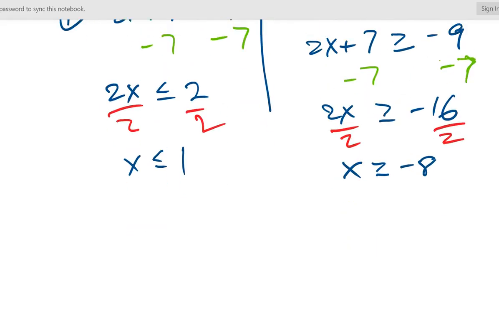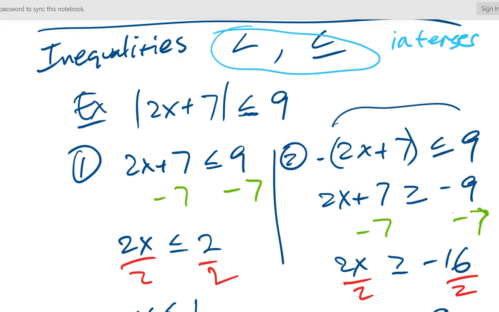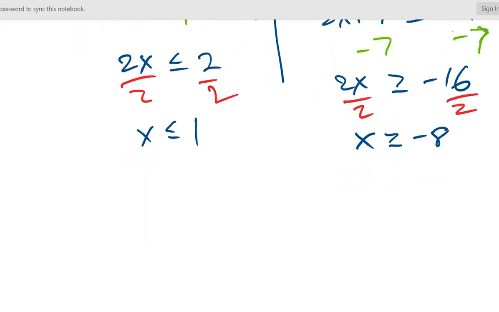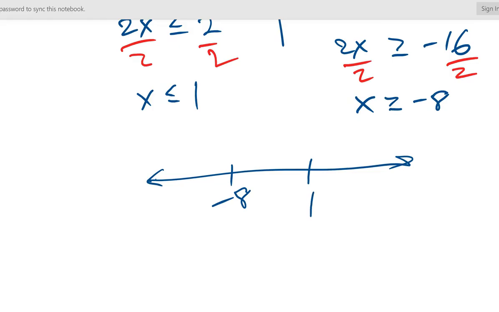Okay, so now whenever I deal with less than or equal to, I take the intersection of both cases. So what I do down here is I'm going to graph each one on a number line. So here's a number line. I'm just going to put the numbers, not 0. 0 won't matter in this case. So x is less than or equal to 1. I'll do that in red. It's less than or equal to 1.